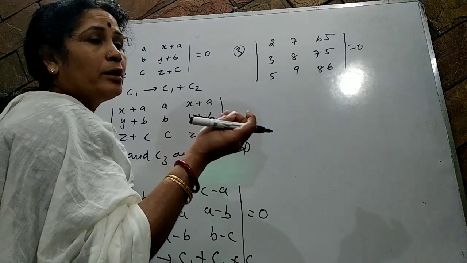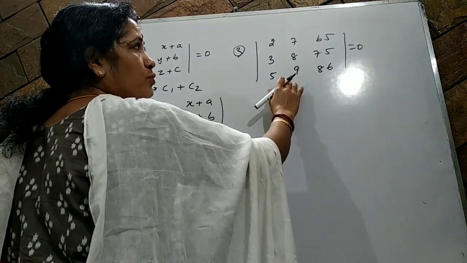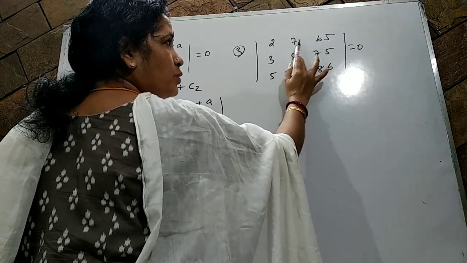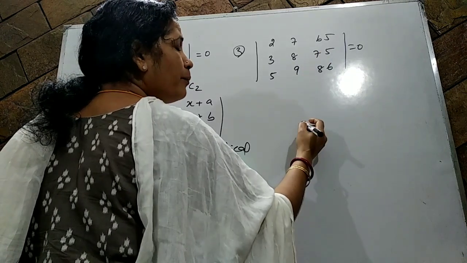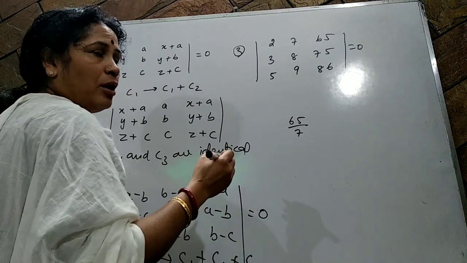Anyhow, you should know multiplication, division, number system properly. You should know that, only then this type of question is possible. Here is 65, so 7, you divide by 65 by 7, 65 by 7. How much will you get? How much?